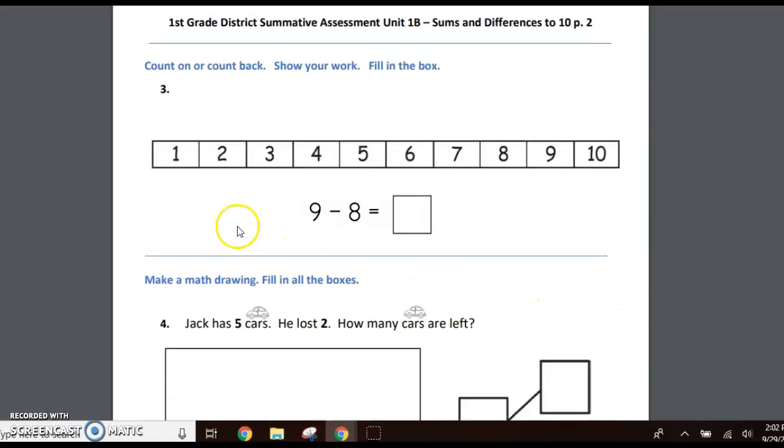Question 3. Count on or count back. Show your work. Fill in the box. 9 minus 8 equals what?